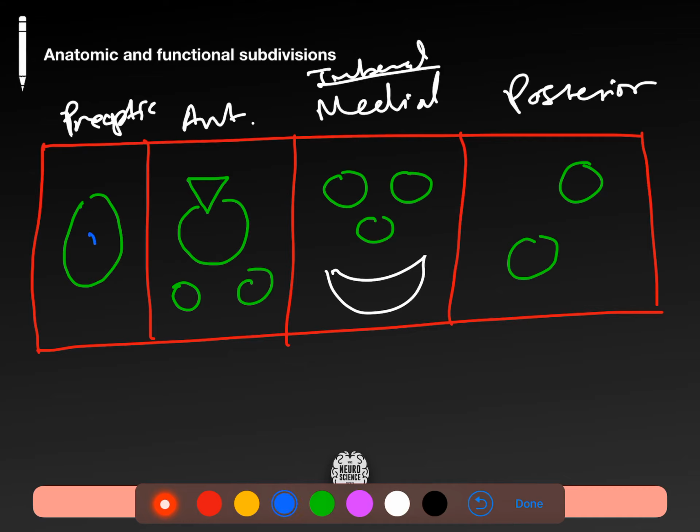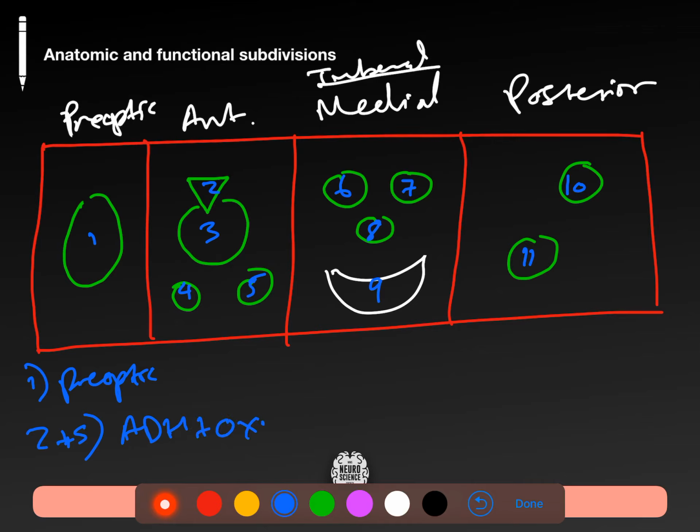So this one, 1, 2, 3, 4, 5, 6, 7, 8, 9, 10, and 11. Number 1 here, this is what we call the preoptic nucleus. And the preoptic nucleus is vital for blood pressure regulation. Number 2 and number 5 come together because they supply the posterior pituitary gland with ADH and oxytocin. They're also involved in cortisol release and a few other things, but that's the predominant thing.